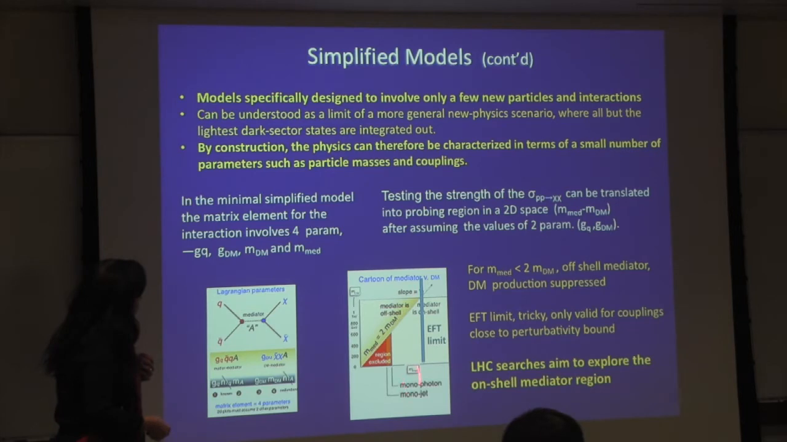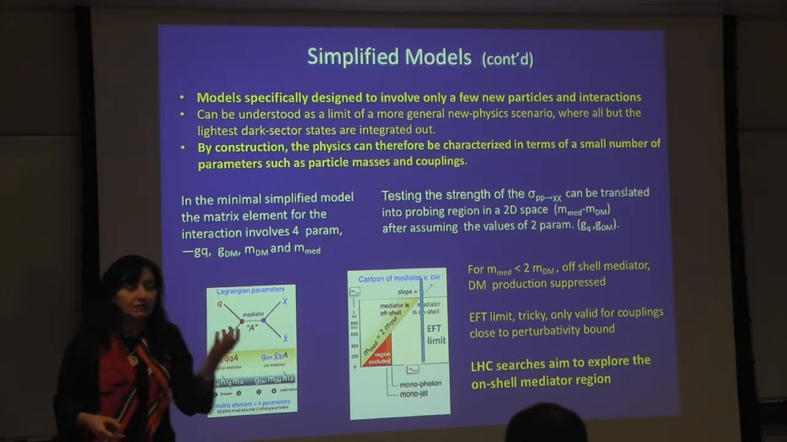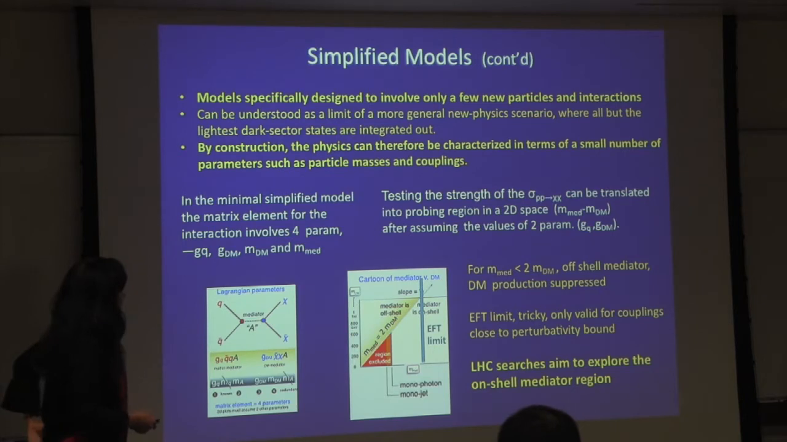And so the interesting thing is that we are going to test the strength of these interactions at the LHC, between the protons and the dark matter, correct? And we are going to translate these into, for example, a two-parameter space, the mass of the mediator and the mass of the dark matter, by assuming, for example, fixed values of the couplings. So we can always do that, correct? We can always do this.